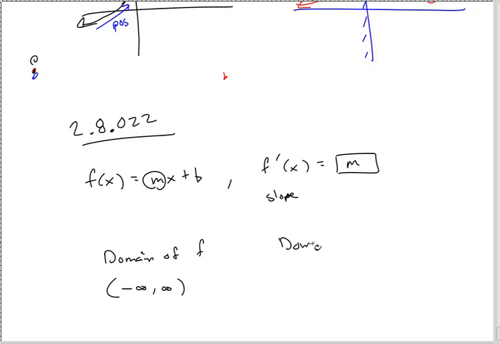Hey, what's your domain of f prime? What's your domain of this m right here? Well, m is just a number. I don't know, 2, -5, 7. And there's nothing wrong with that. Do you have any division? Do you have any square roots? Do you have like an ln? No. No, we're good. So everything's good. Negative infinity to positive infinity.